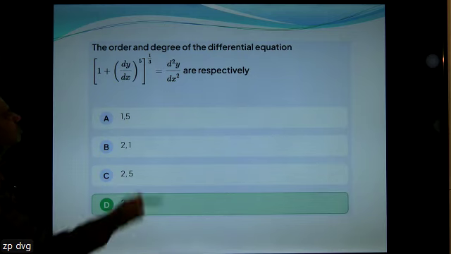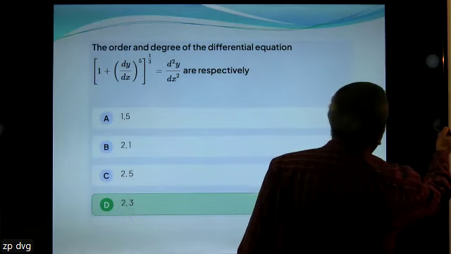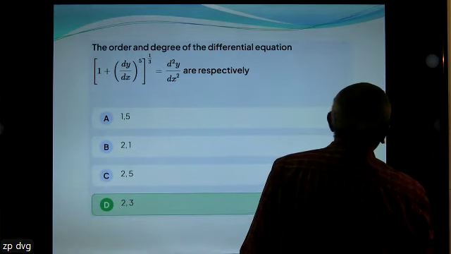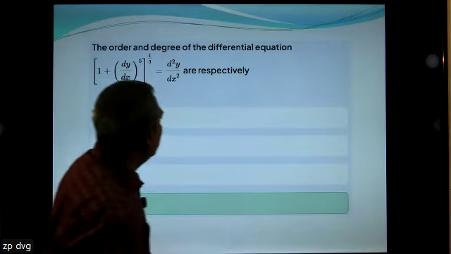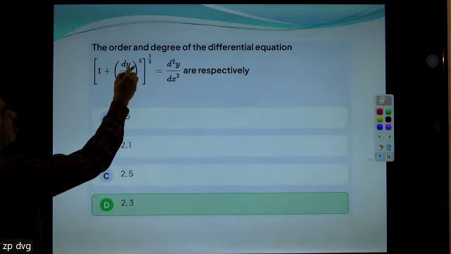Okay. Now just see this question here. The order and degree of a differential equation is specified. Since the order and degree of the differential equation is specified, let us see here. So here, 1 plus dy by dx whole power 5 is there.